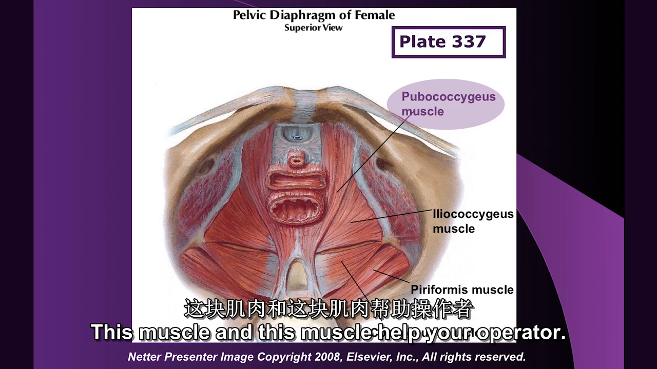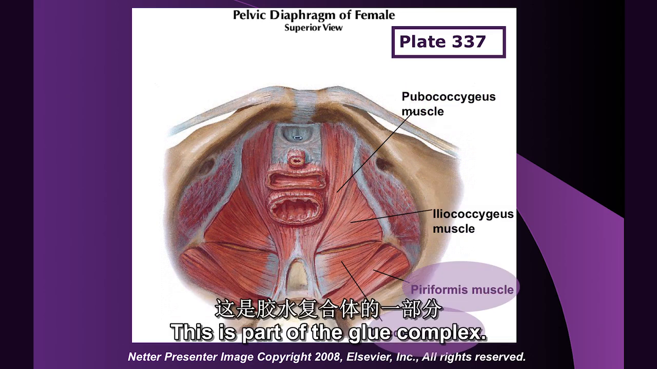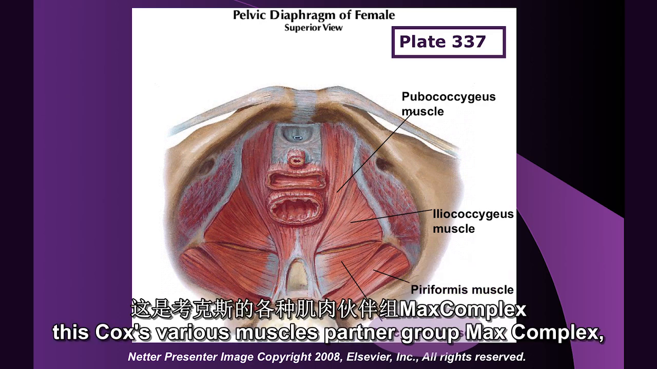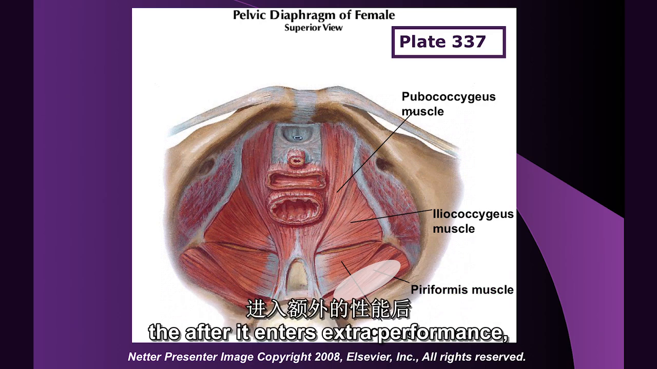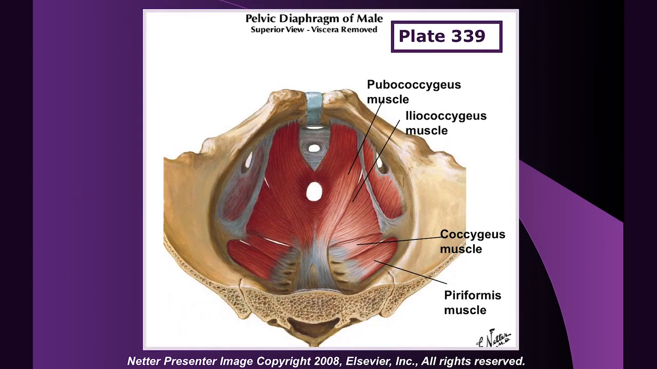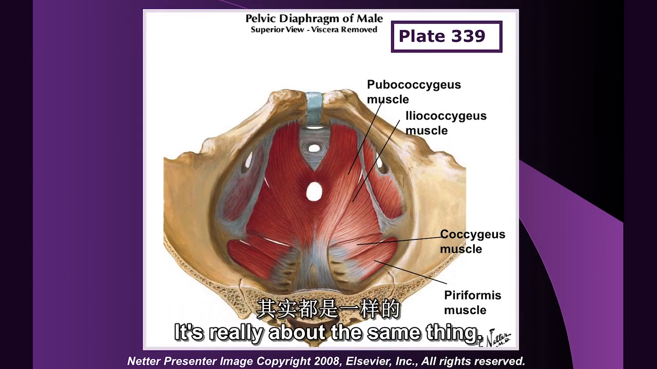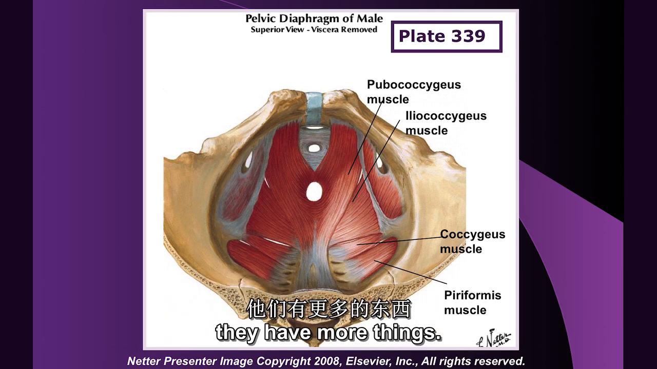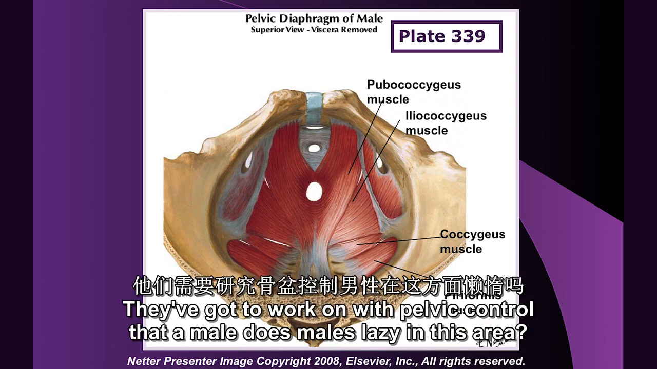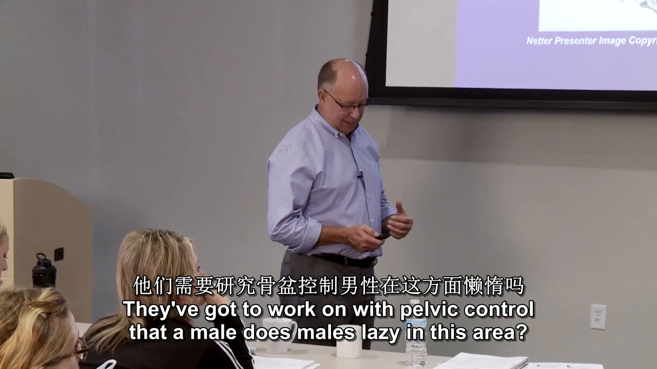This muscle and this muscle help your obturator. This is part of the glute complex. This coccygeus muscle is part of your glute max complex, as are these muscles. Those small muscles, the obturator internus, externus, piriformis, we're going to color those. It's really about the same thing. There's not that much difference between the pelvis of male and female. Females have wider pelvises. They have more things they've got to work on with pelvic control than a male does. Male's lazy in this area.